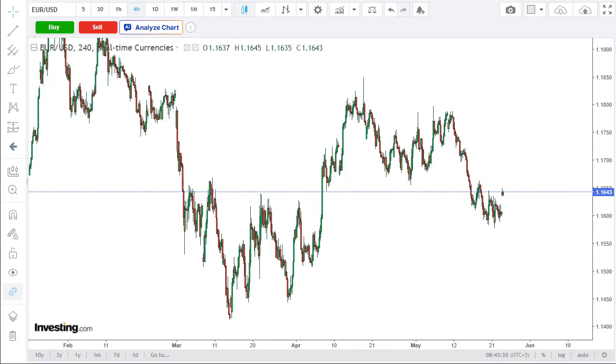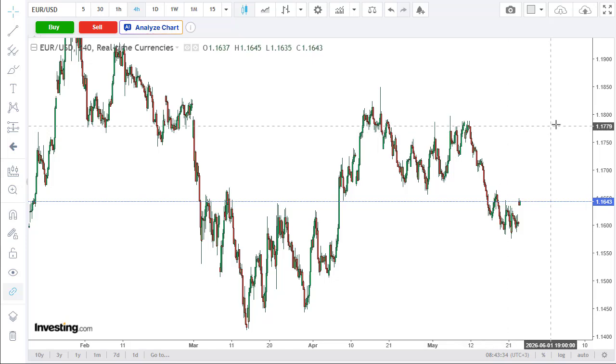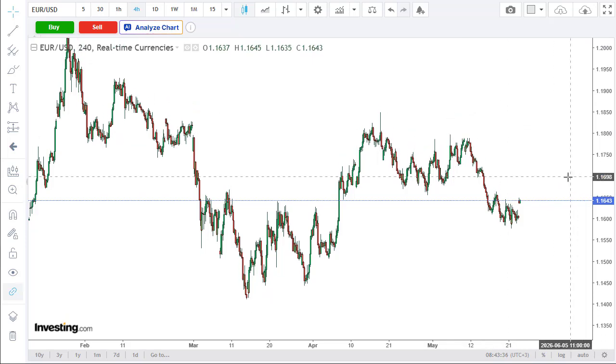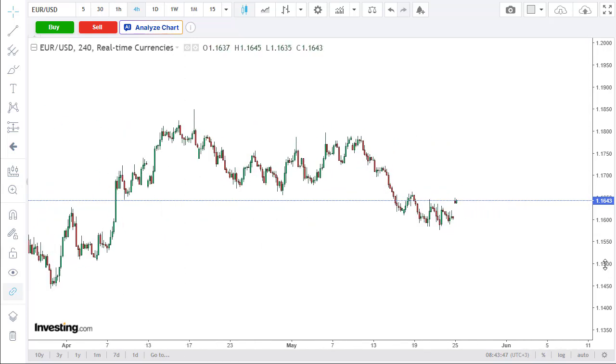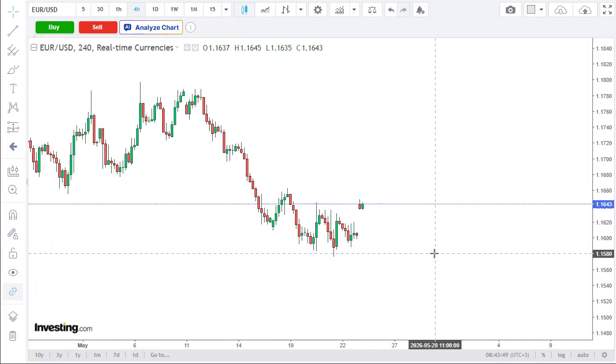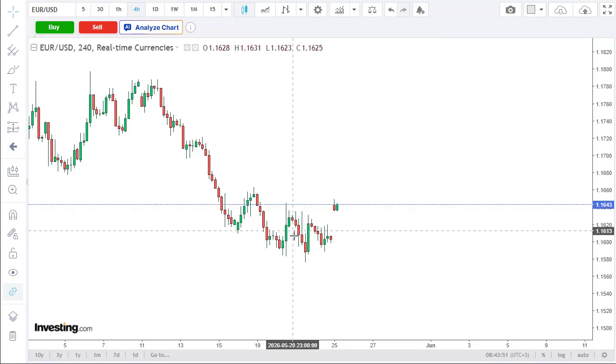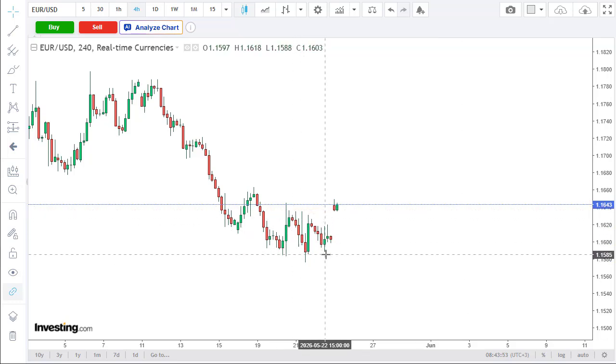So here is the EURUSD chart, and I have selected for now the 4-hour time frame so you can see the big picture. Let's start here. Look at this section first. Let's take a look, for example, at this period. What is happening right now? Right here. This period. What is happening?